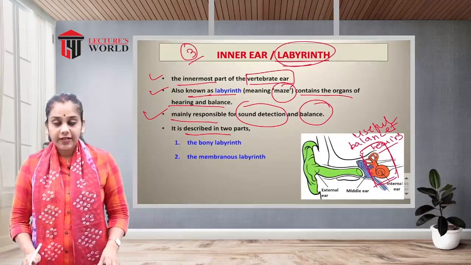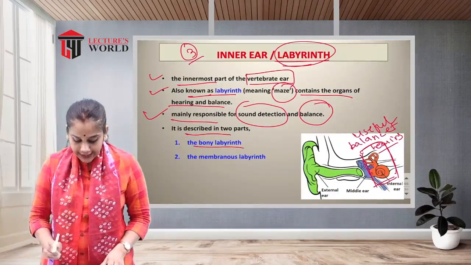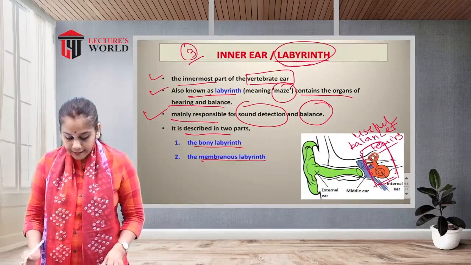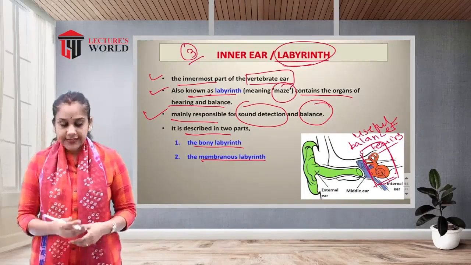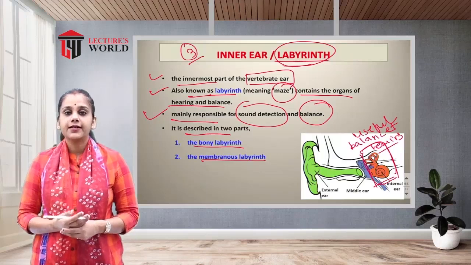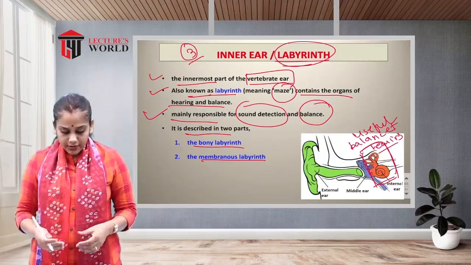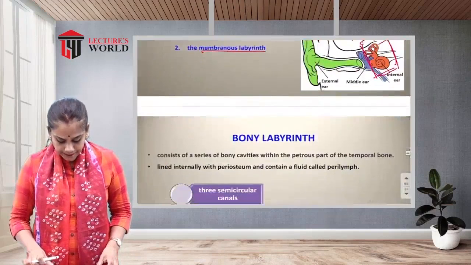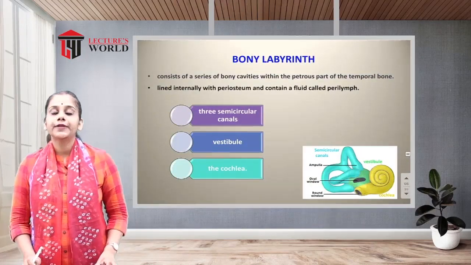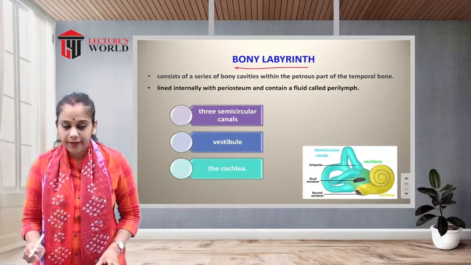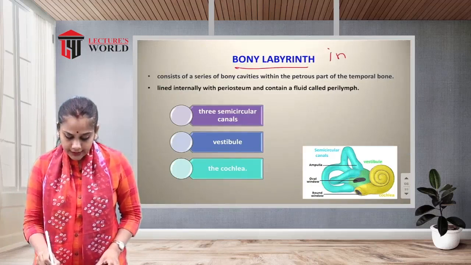It is described in two parts. The first one is the bony labyrinth and the second one is the membranous labyrinth. So there are two parts of the inner ear: the bony labyrinth and the membranous labyrinth. So let us see the first portion of the inner ear, that is the bony labyrinth.